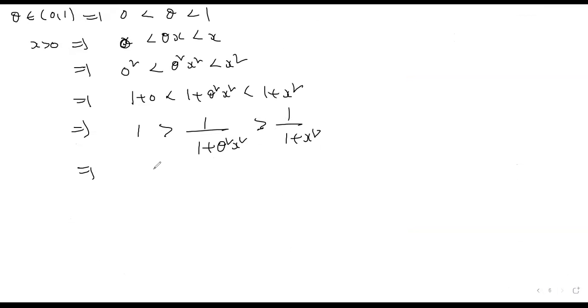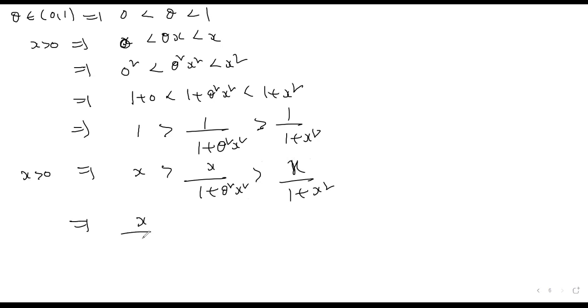Now x is positive. If x is positive, we can multiply each term by x, the symbol will not be changed. So x into 1 is x, which is greater than x by 1 plus theta square x square, which is greater than x by 1 plus x square. Simply, if you reverse the order, then you will get x by 1 plus x square is less than x by 1 plus theta square x square, which is less than x. I think this is our required answer. Am I right?